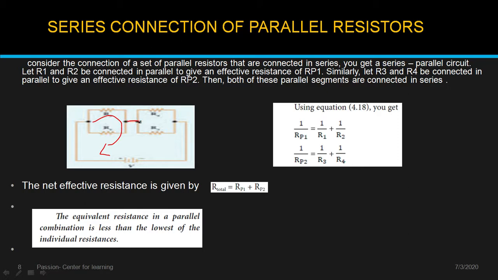Okay, now how can we write this? First you take this circuit. If there are two parallel resistors, what do we write? 1 by R1 plus 1 by R2. Next you take this one: 1 by R3 plus 1 by R4. This is parallel. Now you come to series. What we do, see this, we'll add these two. So RP1 plus RP2. This is your effective resistance. Okay, it is less than the lowest of the individual resistances.